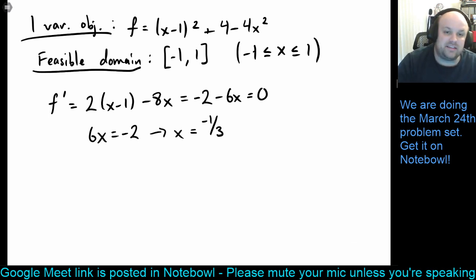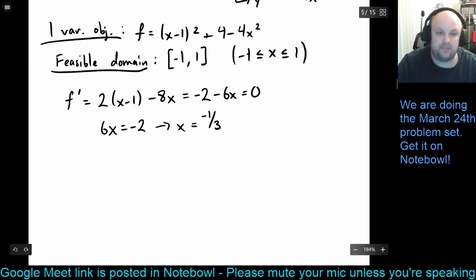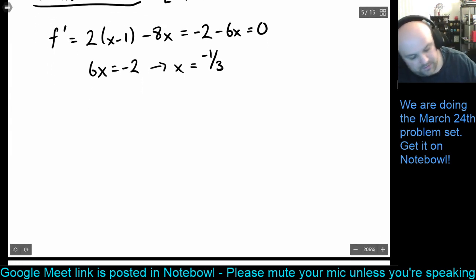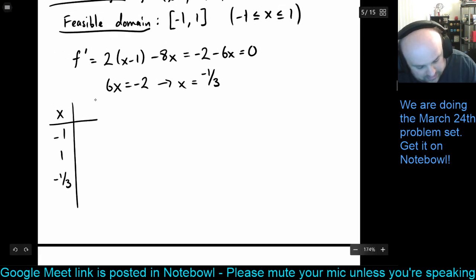So now in this case, we are on the closed interval. Since we have a closed interval here, we can do that extreme value theorem stuff. All right, so here we have x, we got the endpoints and our critical number, and we want to plug those into f itself.